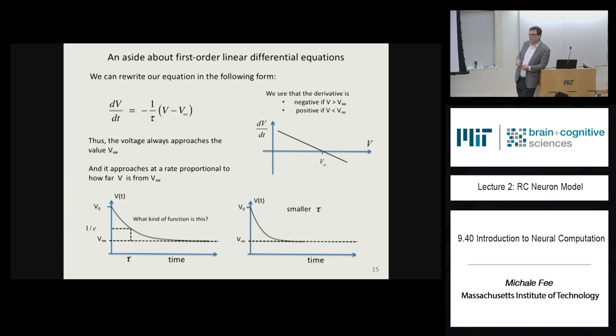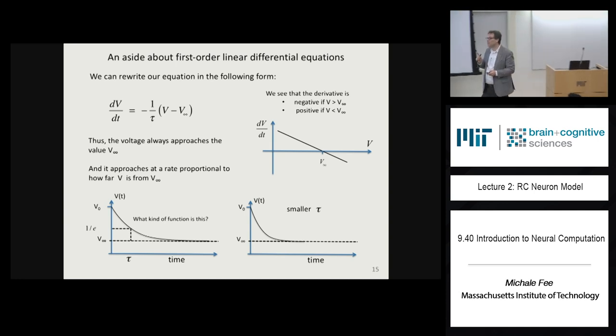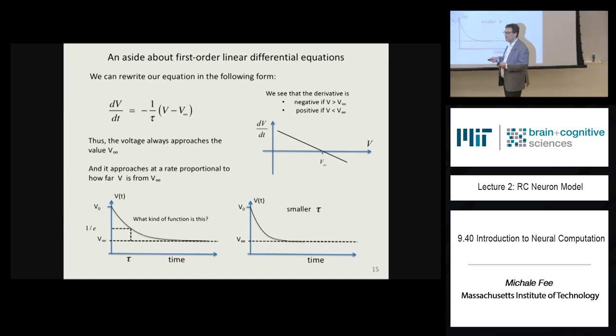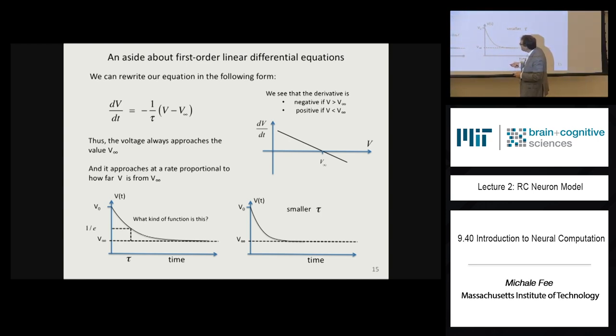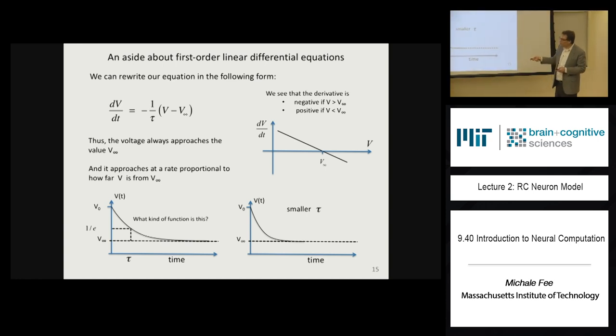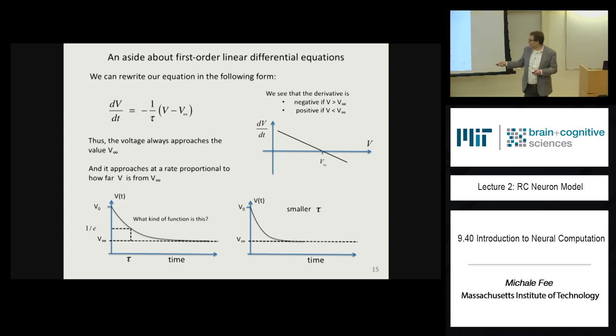Any questions about that? At time zero, the difference between V and V infinity is V naught minus V infinity. At time tau, that initial difference drops by about a third, about 1 over e, which is 2.7 something. So in one tau, this voltage difference drops by about a third, and in another tau, it drops by another third and keeps going.